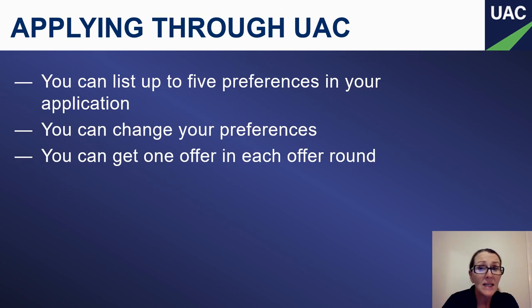When you apply, you can list up to 5 courses from any of our universities. You can change your preferences, and when we make offers, you can get 1 offer per round, but there are lots of offer rounds, so you could get multiple offers. You can check all the dates for preferences and offers on UAC's website.